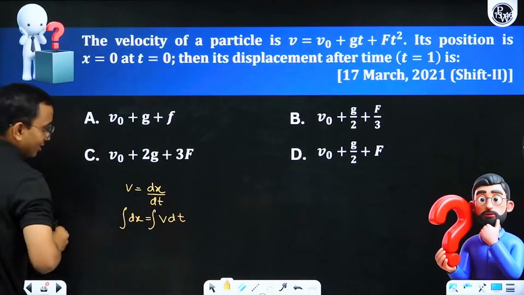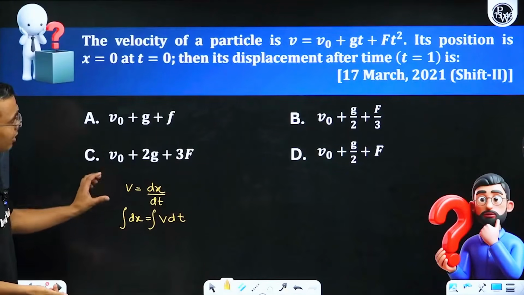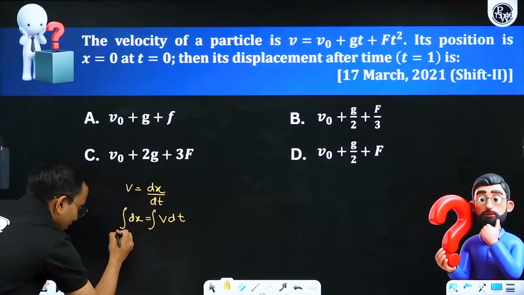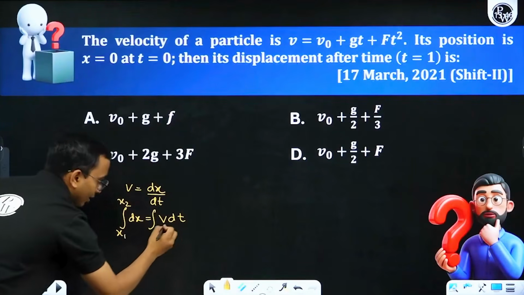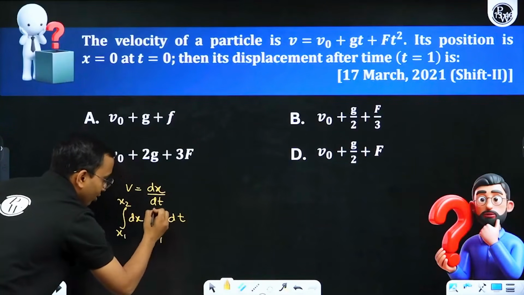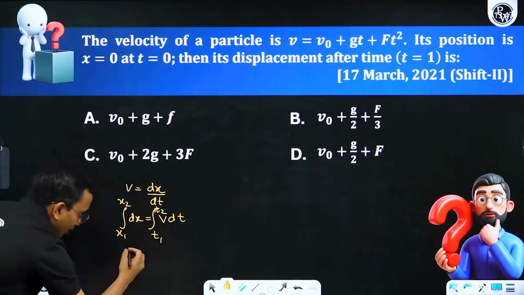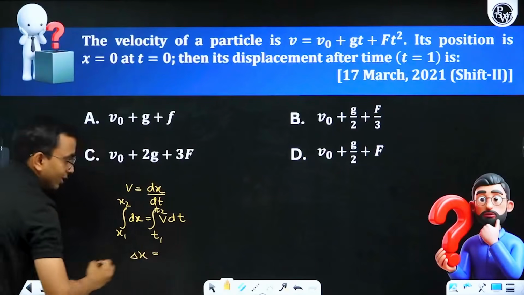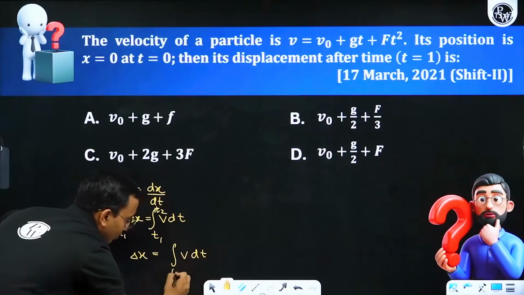You integrate it. Okay, so here delta x will come, final minus initial, and he needs to find the displacement only. So let us take initial was x1, final was x2, and time goes from t1 to t2. So what is it? x2 minus x1, this becomes my displacement, or I can write this as delta x. This is integration of v dt from t1 to t2.